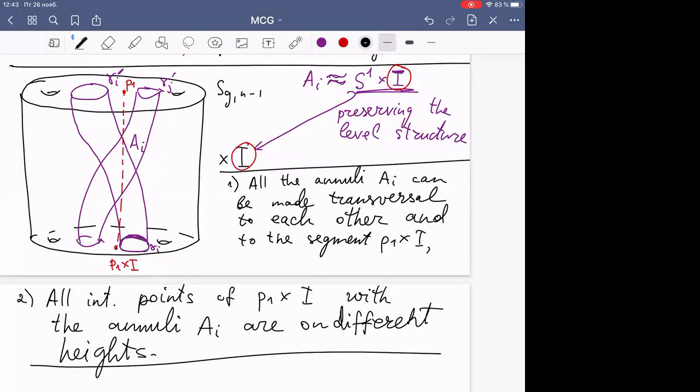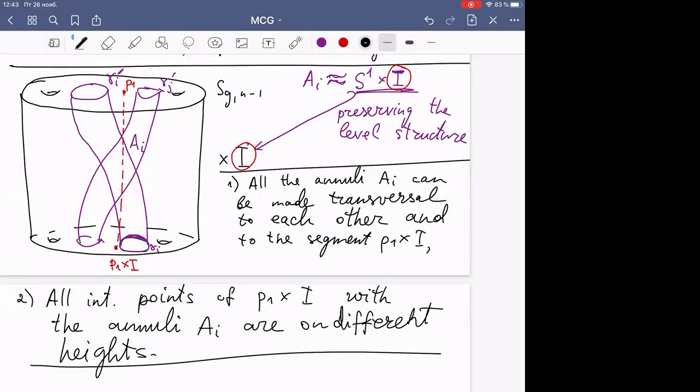Indeed, two cylinders intersect by a circle. A circle may intersect the third cylinder, and intersection of a one-dimensional and two-dimensional objects cannot be destroyed by a small deformation in a three-dimensional manifold.